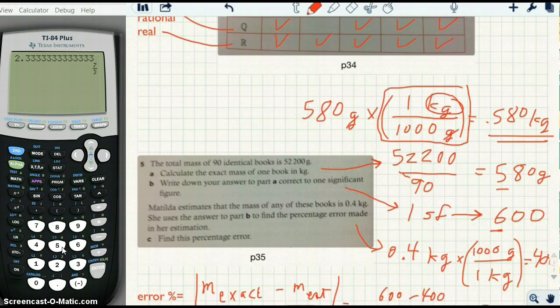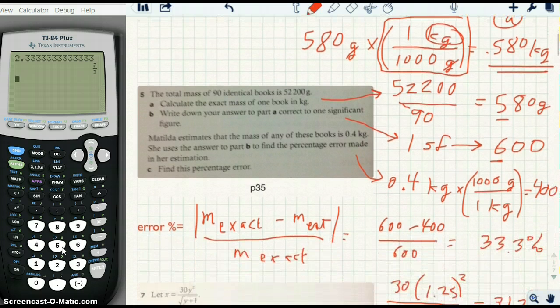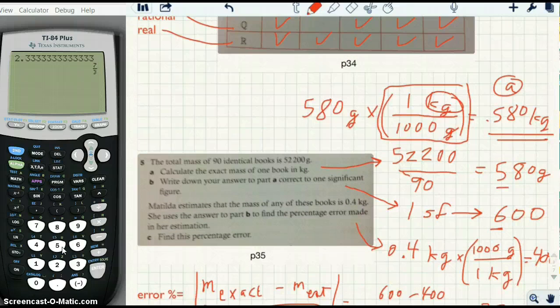Okay? So the answer to part A is this. And then in part B it says write down your answer to part A in one significant figure. I wrote it in grams, but I need to write it in kilograms. So let's write the answer for part B here. It would be one significant figure. One significant figure would be the first significant figure of 5.